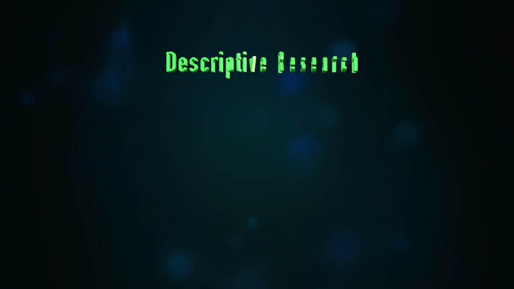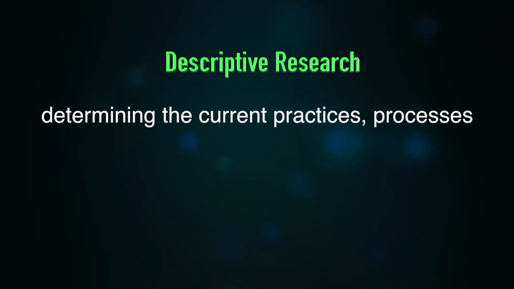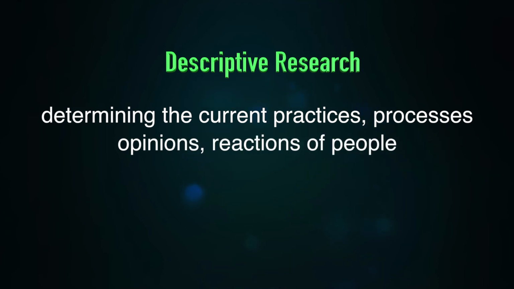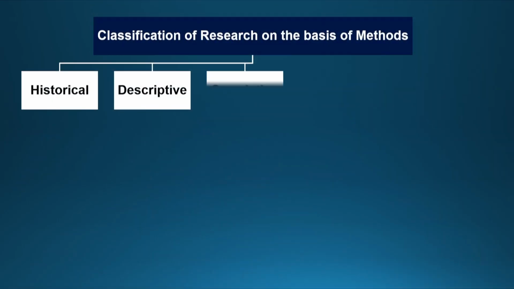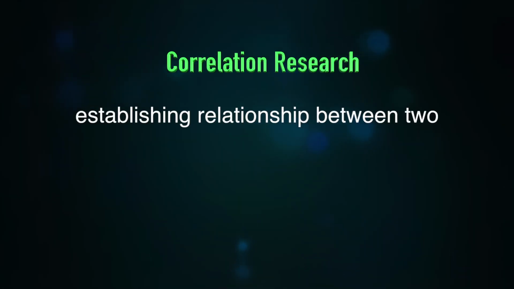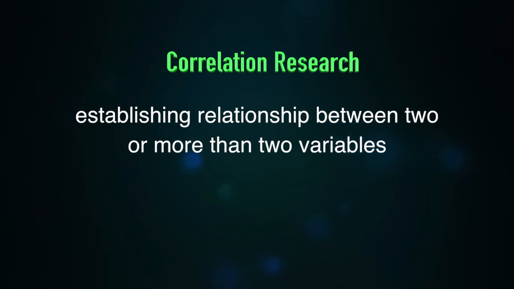Descriptive research deals with determining the current practices, processes, opinions, reactions of people, and thus deals with determining the status of the phenomena, process, or reactions or opinion. Correlational research deals with establishing relationship between two or more variables. For example, you may be interested in how intelligence of an individual is related to his or her achievement at school level, at college level, or university level. Or you may be interested in finding out the relationship between the performance at the entry level and the performance in a particular program. So, correlational research deals with establishing relationship.